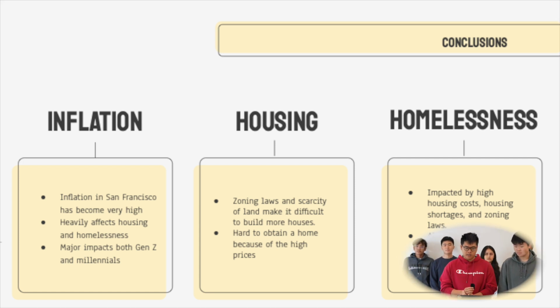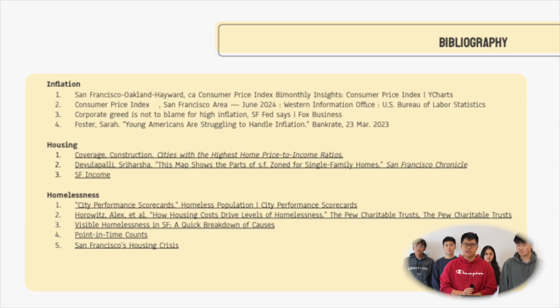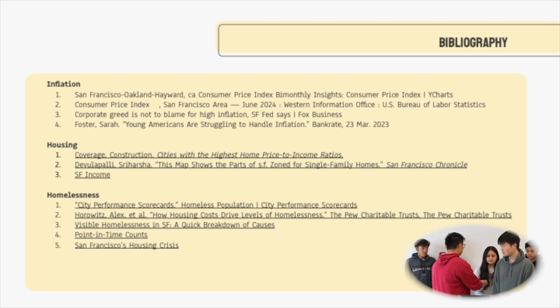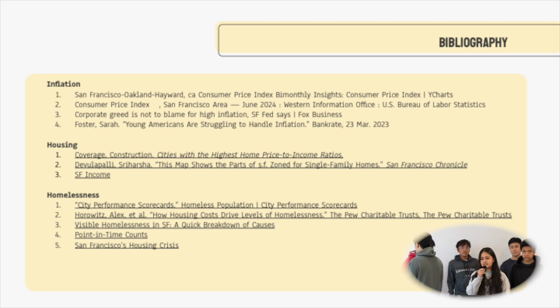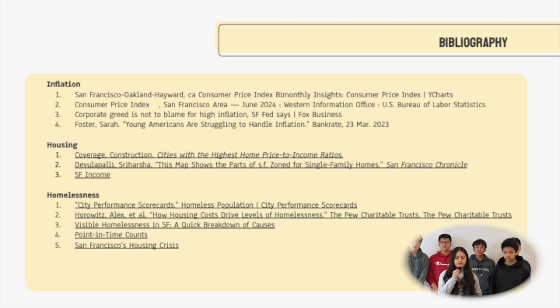In conclusion, when it comes to housing, zoning laws and scarcity of land make it difficult to build more houses, and it's also hard to obtain a house because of high prices. Overall, homelessness is impacted by inflation and housing, and it majorly impacts minorities and low-income households.